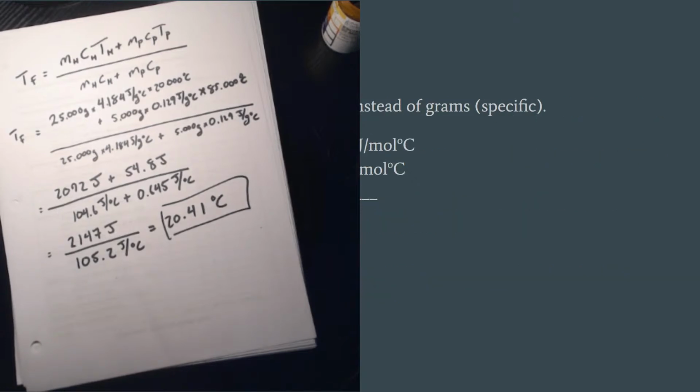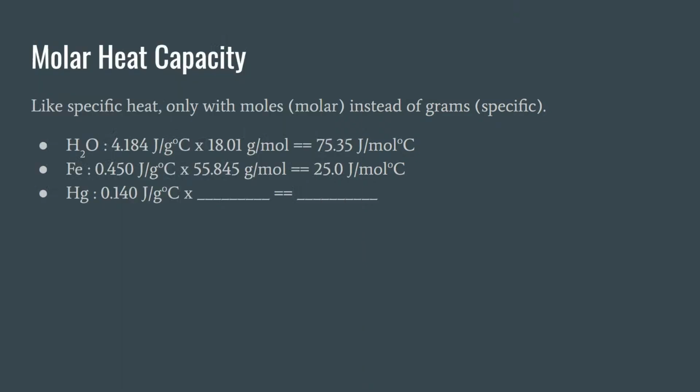All right, now we've been talking about specific heat capacity. We can also talk about molar heat capacity. So molar heat capacity is also a measure of heat capacity, but instead of grams, we use moles. So you can convert from one to the other very easily using the molar mass of your substance. Water has a specific heat capacity of 4.184 joules per gram degree Celsius. It has a molar mass of 18.01 grams per mole. So you multiply 4.184 times 18.01, and you get a molar heat capacity of 75.35 joules per mole degree Celsius.